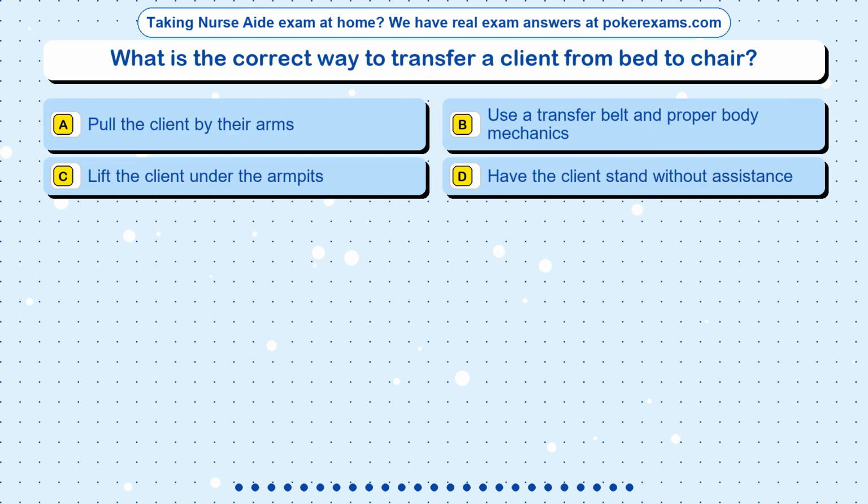Question 9. What is the correct way to transfer a client from bed to chair? Option A. Pull the client by their arms. Option B. Use a transfer belt and proper body mechanics. Option C. Lift the client under the armpits. Option D. Have the client stand without assistance.